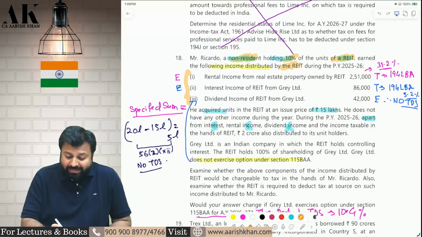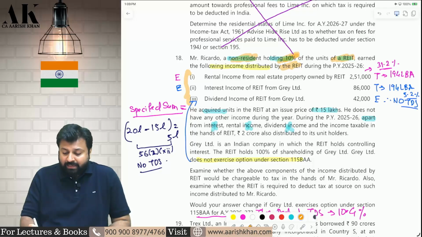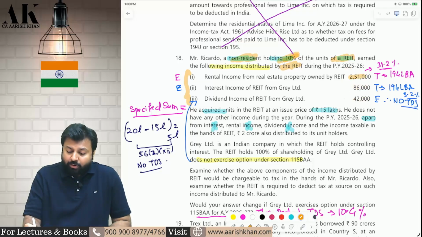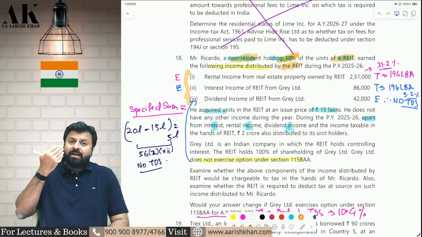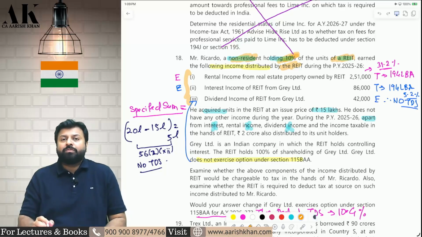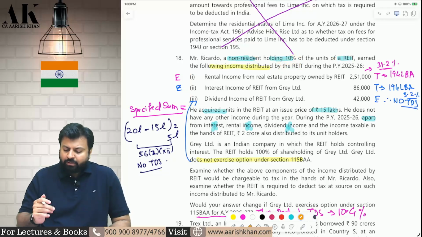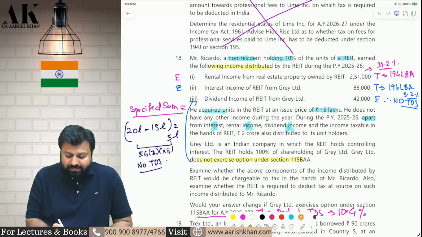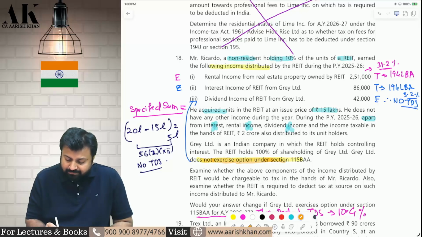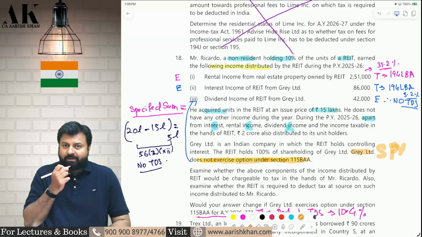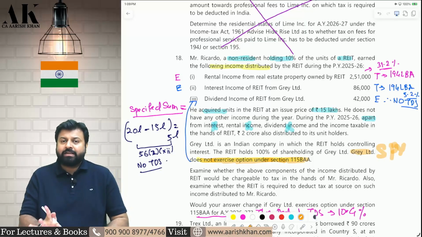Okay. So they have directly given. See, they have given information that Mr. Ricardo, non-resident, holds 10%, and they have given that these amounts are given to the non-resident only. So these are not the total income of the trust. These are the distributed income which is given to Mr. Ricardo. I hope it is clear to all of you. Now we need to answer the following things. One more information is given that Grey Limited does not exercise. Who is Grey Limited? Grey Limited is the SPV. The SPV does not exercise the option under 115BAA. That is very important for taxing dividend income.